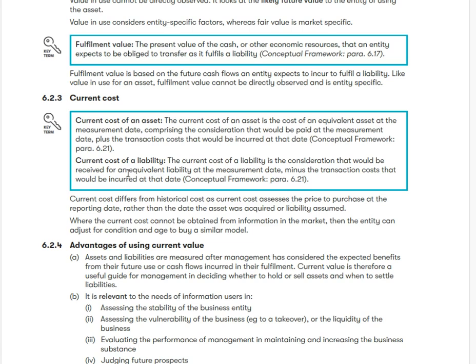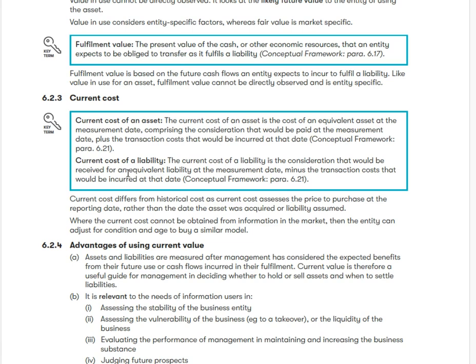Then we see the current cost. Current cost of an asset. What is the difference between the current cost and the fair value? Fair value is the market specific thing. Current cost is, for an asset, if you have an equivalent asset in the market, the price that you are going to pay, and you can deduct the depreciation for whatever period you have used your asset. That is the replacement cost or the current cost.